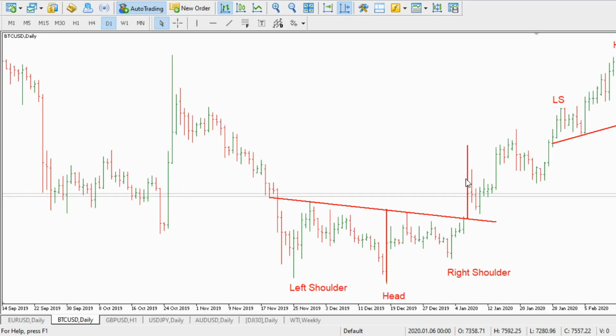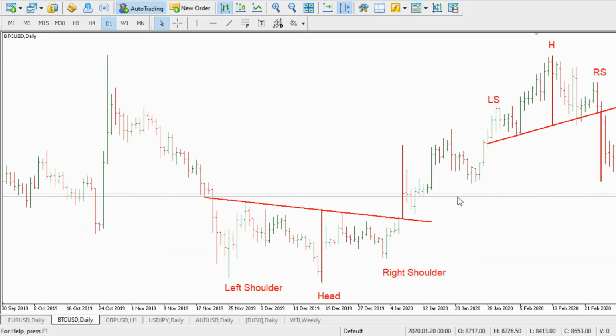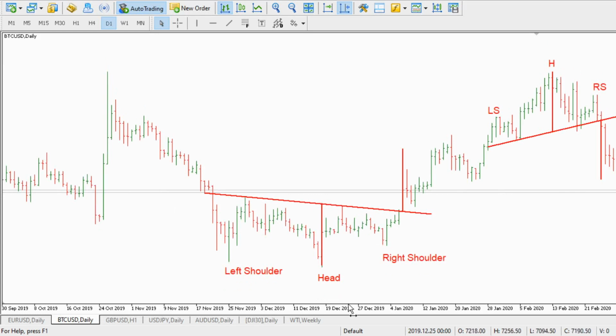Okay, let's take a look at the real price chart. This is a price chart of Bitcoin versus United States dollar. This is on a daily basis. So we've got here two head and shoulders. The first one you can see here is an inverted head and shoulder. Here is the left shoulder, here is the head, here is the right shoulder.